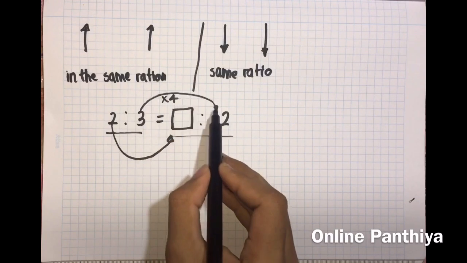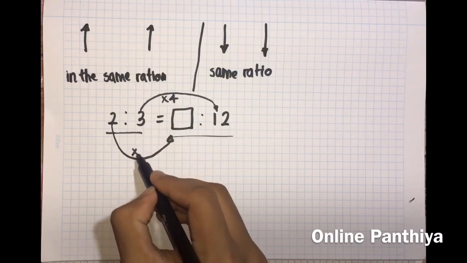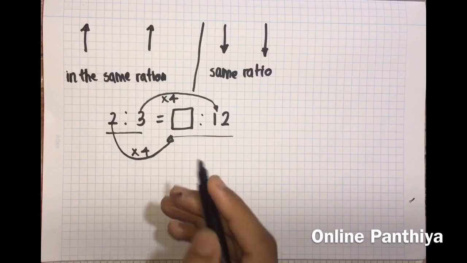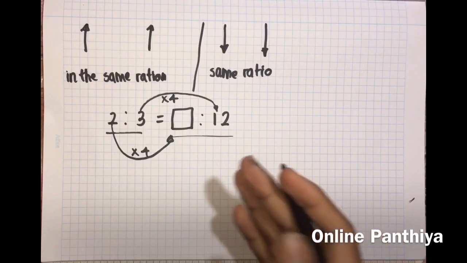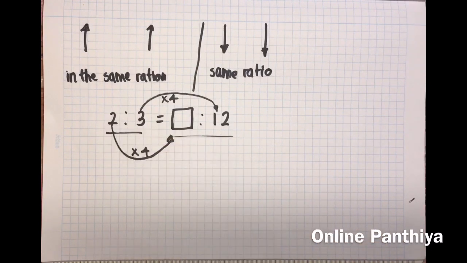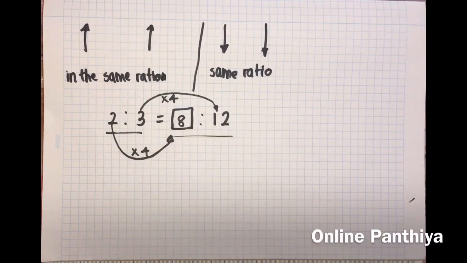This is in the same ratio, in the sense this is multiplied by 4, therefore this also should be multiplied by the same number. That is what you call the same ratio. Understand? Ratio, same ratio. So you multiply this also by the same number. That is going to give you how much? Yes, 8. Simple ones. Understand? So when one increases, the other increases.